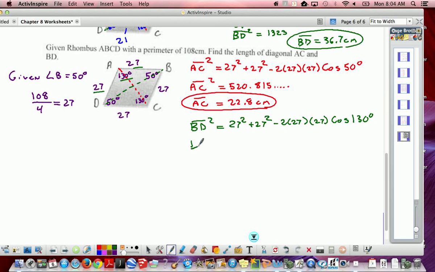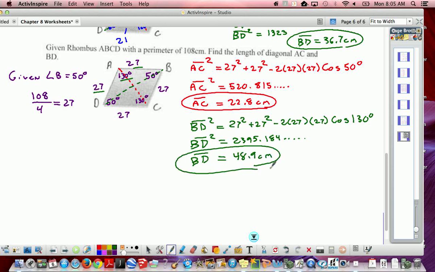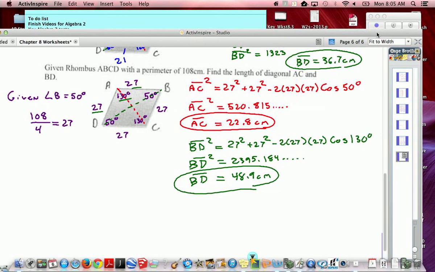So BD squared ends up equaling, plug that in the calculator, 2395.184... Take the square root of it, and segment BD ends up being 48.9 centimeters. All right, that concludes page 2.